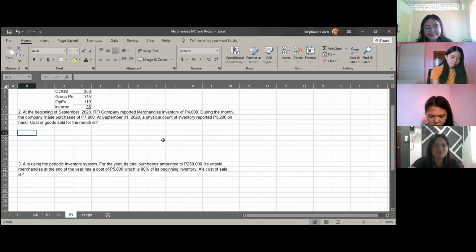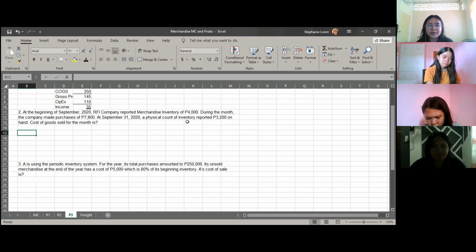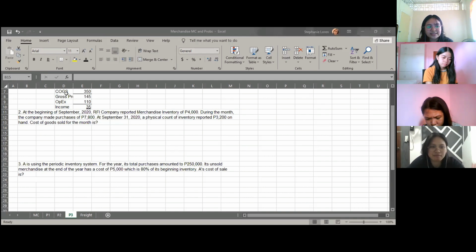Question, ED? Ready ka na ba? Number 2. At the beginning of September 2020, RFI company reported merchandise inventory of 4,000 pesos. And during the month, the company made purchases of 7,800. So at September 30, 2020, a physical count of inventory reported 3,200 on hand. So the cost of goods sold for the month is, you can now 8,600. The answer is correct, 8,600. So how did you compute for 8,600, Edie?